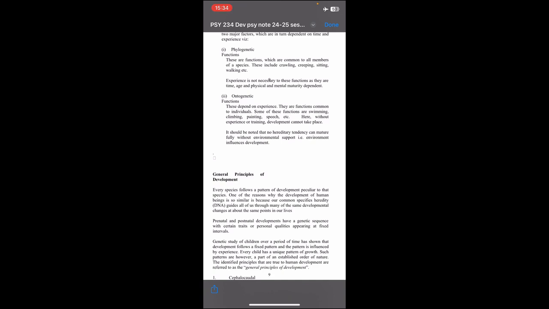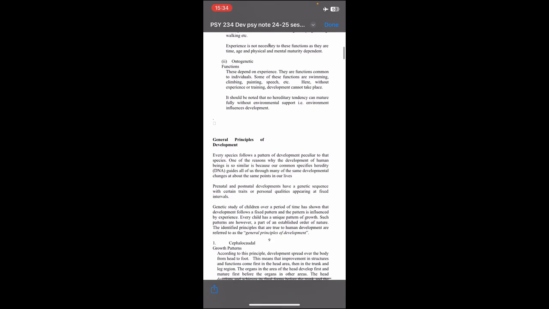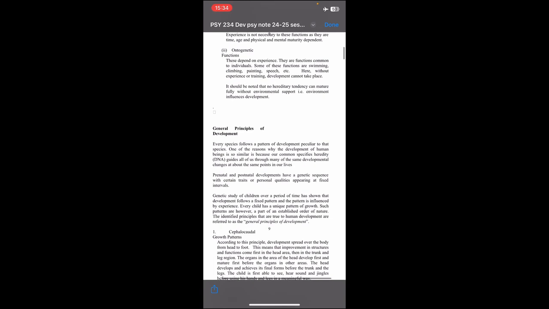Making noise with your voice box, phylogenetic. And being able to use language, being able to understand language is what? Ontogenetic. You're still using your voice box for the two, but now they've been split up. It should be noted that no hereditary tendency can mature fully without environmental support.